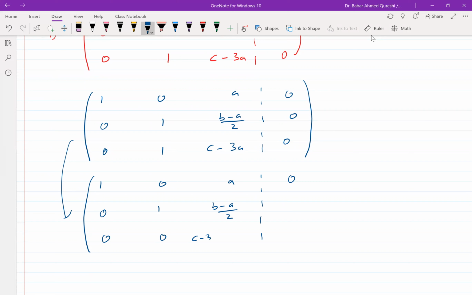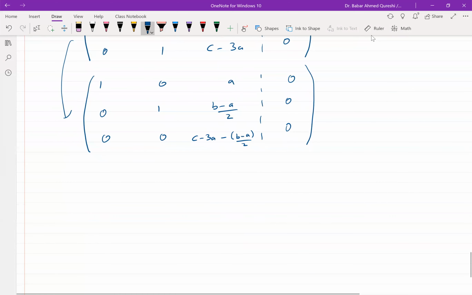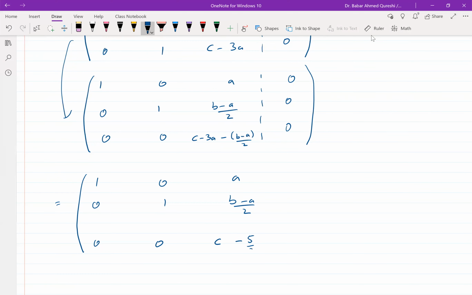So I have C minus 3A in this position minus (B minus A)/2. So if I write it carefully, this is equal to 1, 0, A, 0, 1, B minus A over 2, and 0, 0, I have a C. I have minus 3 A's and I'm adding to it half an A. So minus 3 A's are minus 6 halves. So I'm left with minus 5 halves of A and minus B over 2.